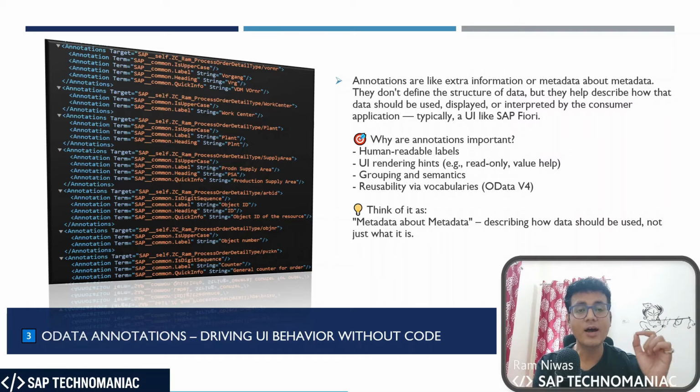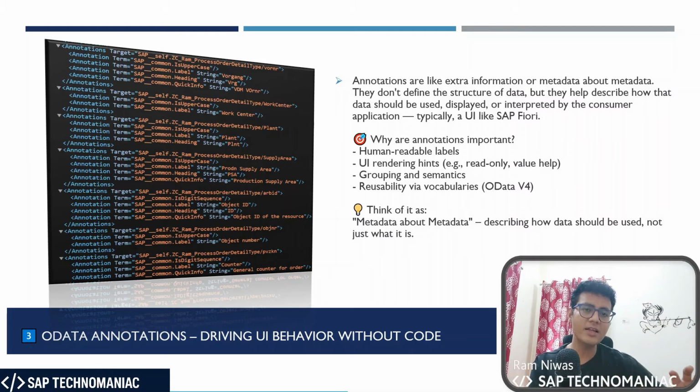Let's move to the third and most important building block, called annotation. Annotations are metadata about metadata. Generally, when we talk about metadata, it means data about data. For example, if you don't know what metadata is, we have one table called MARA. In MARA, all the fields that are possible are the metadata, and the actual data will be different. The actual data will be the actual material number. But for that material number, the field name, that is MATNR, is the metadata.